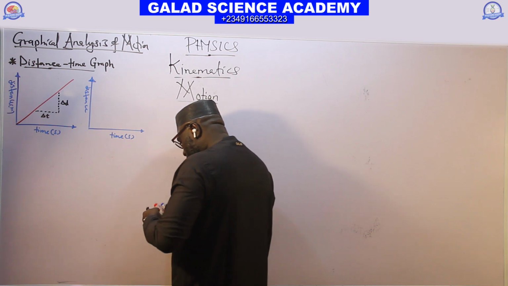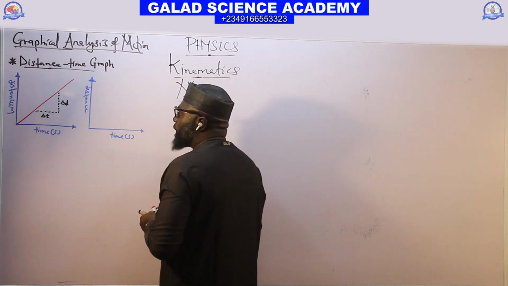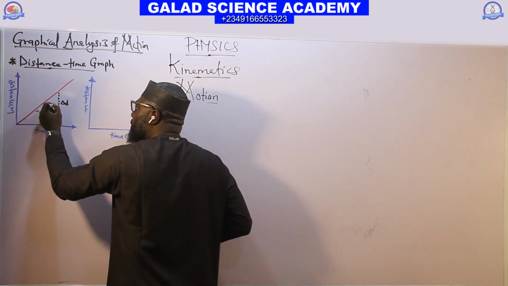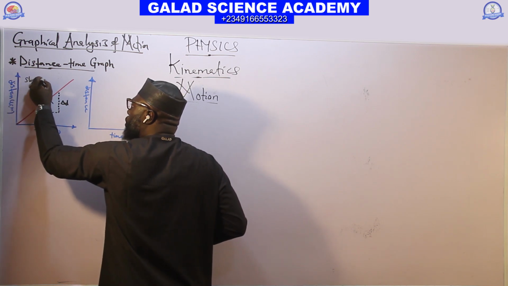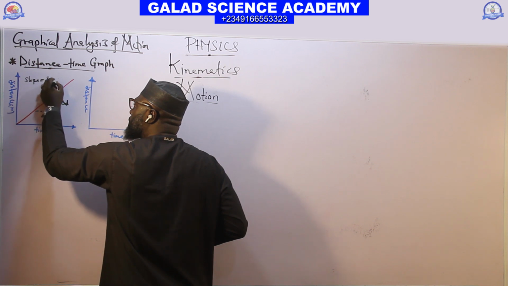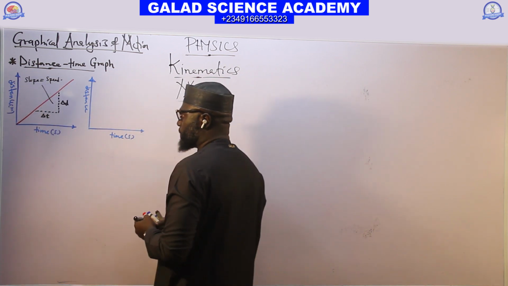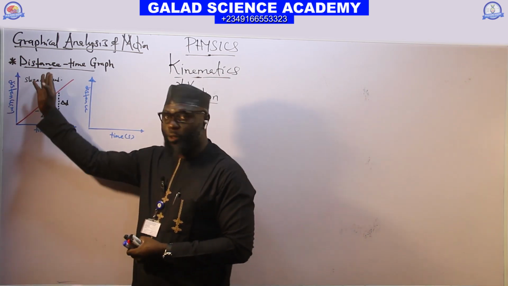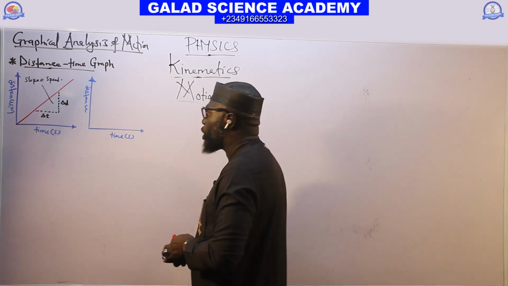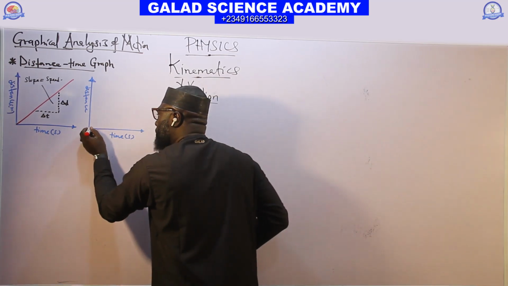Like I said earlier, the slope of this curve will be equal to speed. The slope of the curve will always be speed.